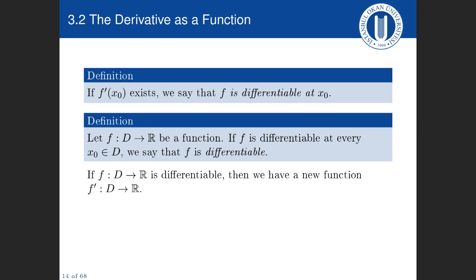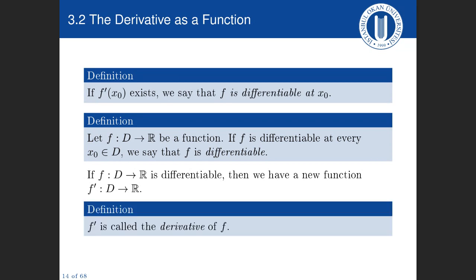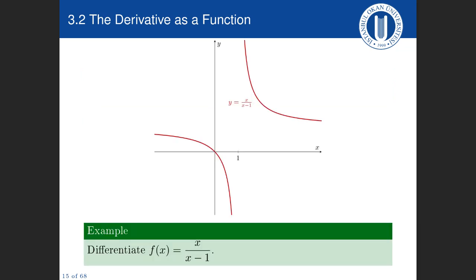Now, if f is differentiable, then that means we have a new function called f prime. f prime is called the derivative of f. For example, differentiate f of x is equal to x divided by x minus 1. That's the same as saying find the derivative of f, or find f prime.